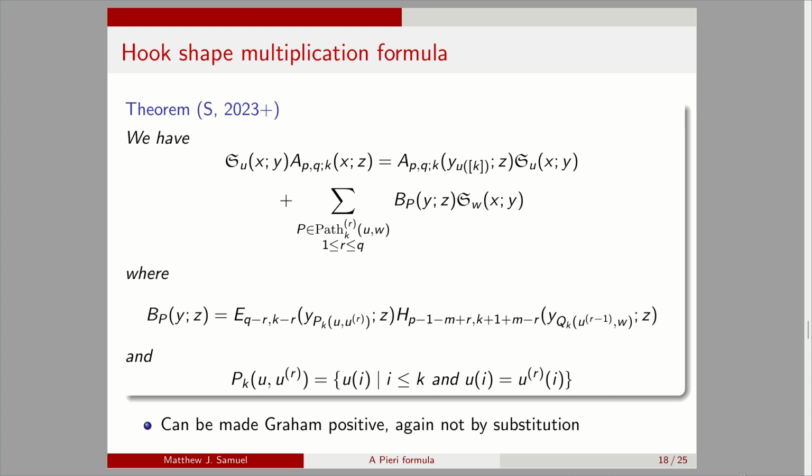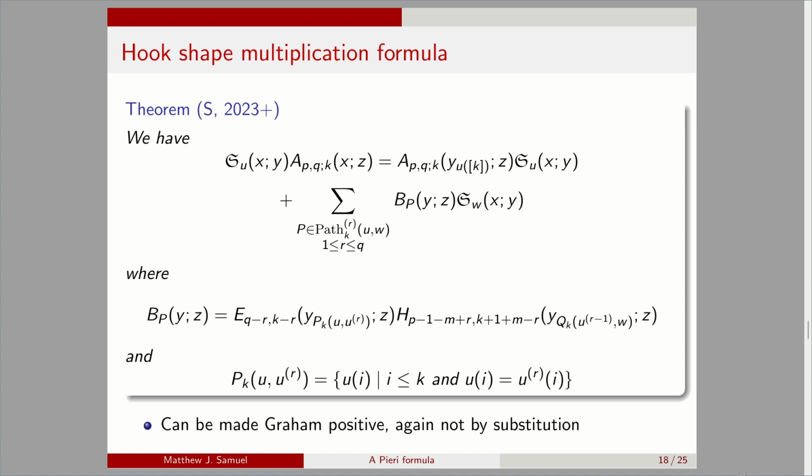So that's sort of the opposite of the complete symmetric polynomial definition of qk. Then we also take the product with h p minus 1 minus m plus r, k plus 1 plus m minus r of y sub qk of ur minus 1. Notice it's ur minus 1 and not ur, and w of z.